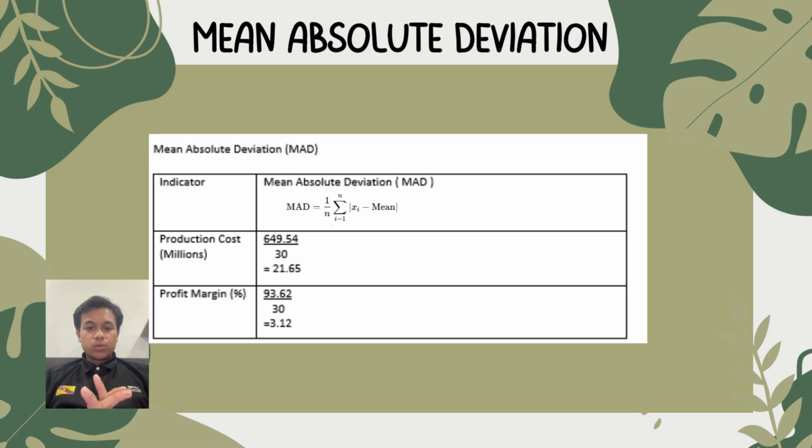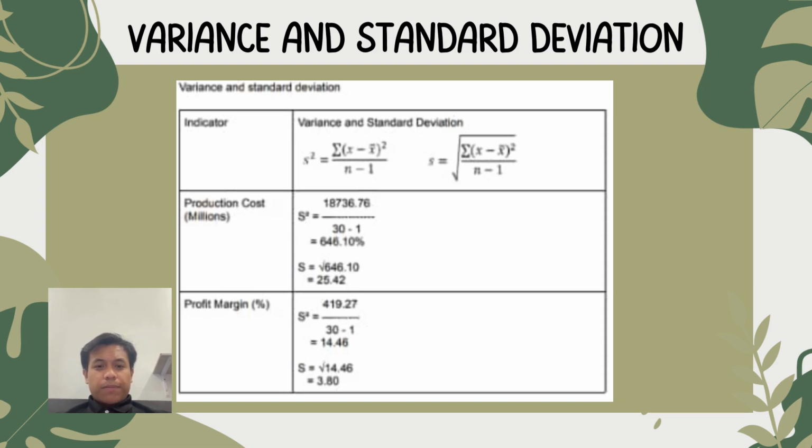Moving forward to profit margin, the answer is 3.12%. The profit margins are more stable and less variable from the average value when the MAD is smaller. For part 3, variance and standard deviation, the variance for production cost is 646.10 million squared.